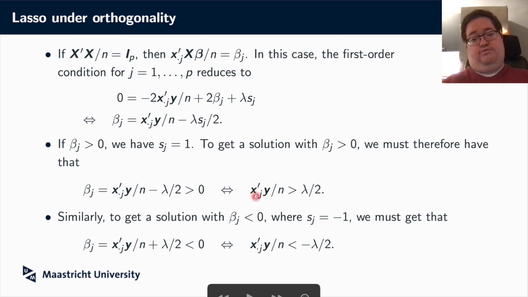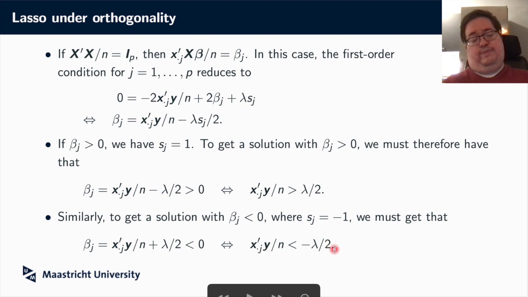Now, why would that be the case? Well, of course, if the first part here is larger than the second part, so the xj prime y over n should be larger than lambda over 2. But we can do, of course, exactly the same for the negative solution. Beta j is smaller than 0. We plug in sj is minus 1, and we check if actually now the expression here is negative. Of course, because we have a minus 1 here, times minus becomes a plus. And so we need this quantity here to be smaller than 0.